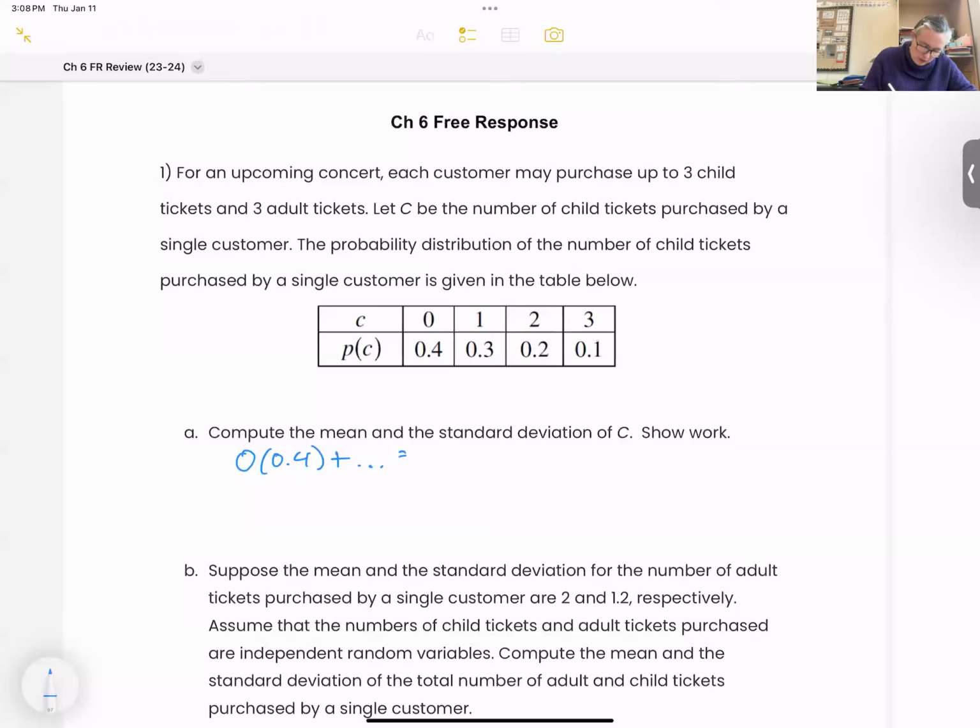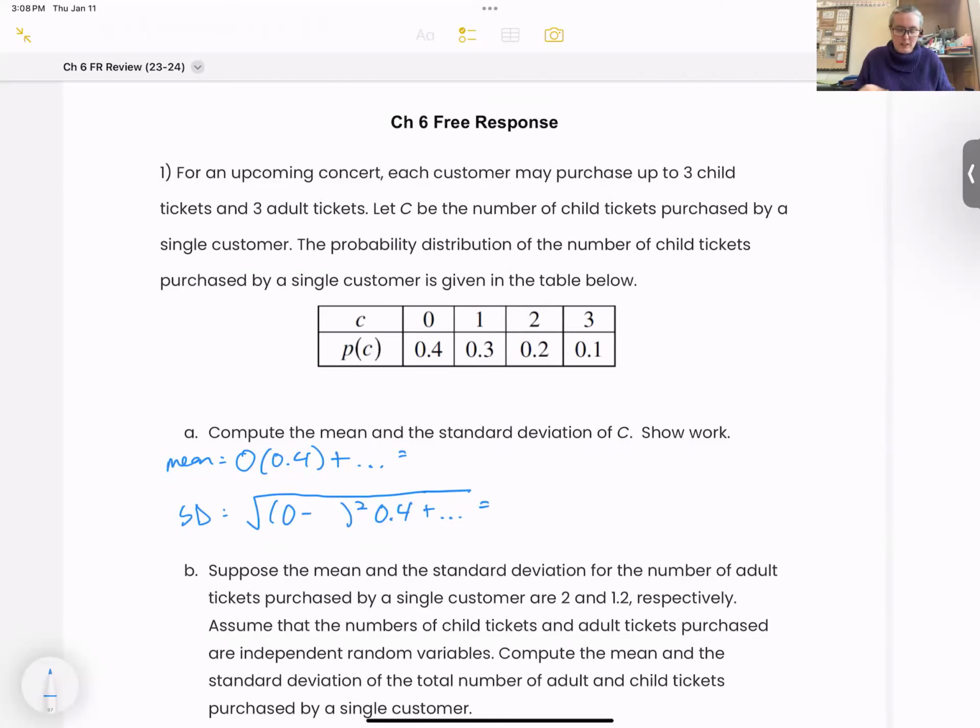And for standard deviation, you can do square root 0 minus the mean, which we'll get in a second here, squared times 0.4 plus ... So that is perfectly fine instead of writing out all the terms.